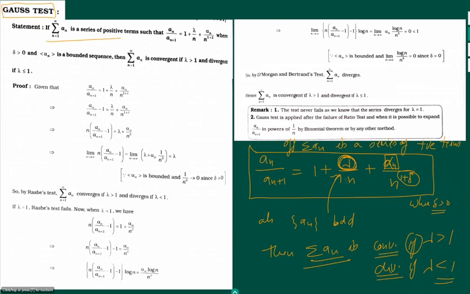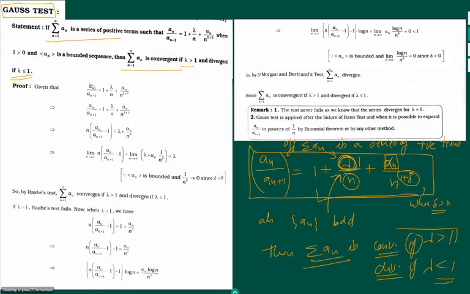So to check the convergence of the series, you just have to write an over an plus 1 in this form, and then check the coefficient of 1 over n, and if it is lambda, then lambda will decide the convergence. So how do we prove this result? This is convergent for lambda greater than 1 and divergent for lambda less than or equal to 1.